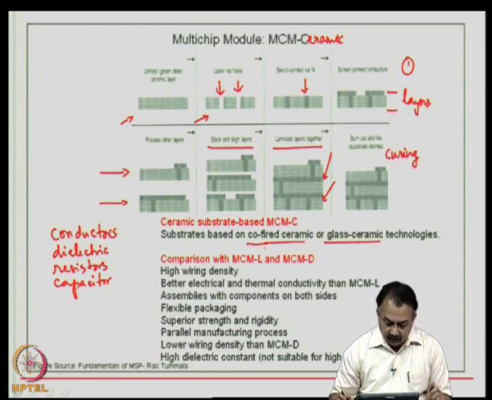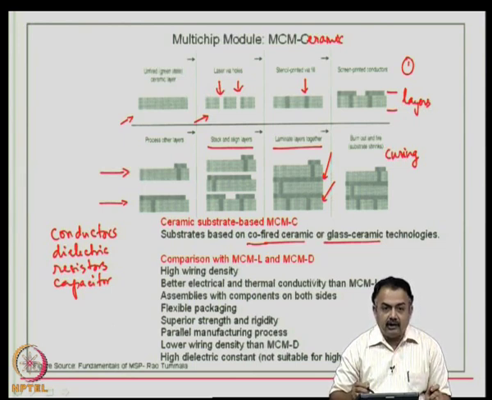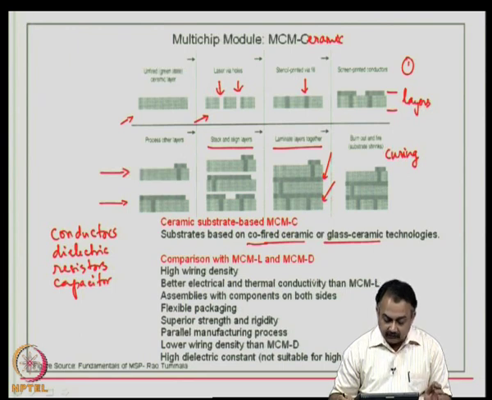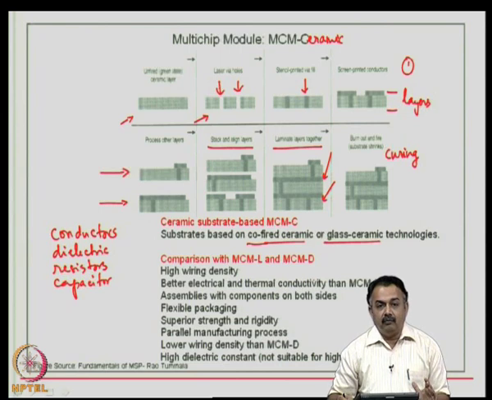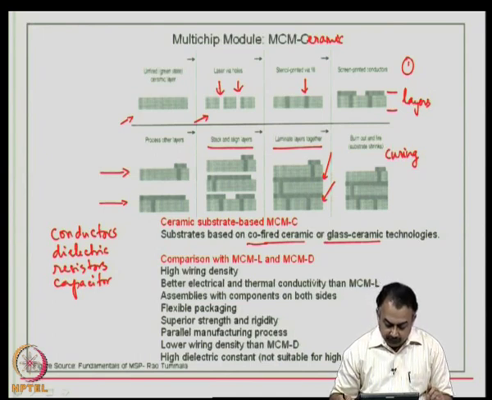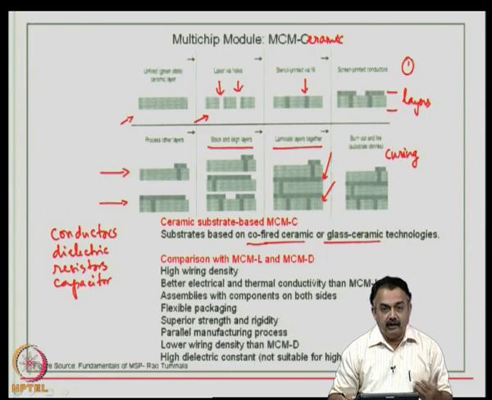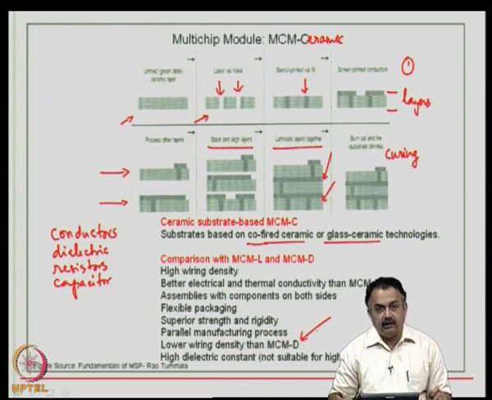So, compared with MCML and MCMD, you will get a high wiring density, better electrical and thermal conductivity because of the ceramic substrate compared to organic. Assembly with components on both sides is possible. Flexible packaging, because you can decide the lamination structure and the build up. Superior strength and rigidity because of the ceramic substrate. You can use different types of dielectric materials for different layers. It is a parallel manufacturing process, that means you get the throughput, for example, as in wafer fabrication, which can be very large. Low wiring density compared to MCMD, but a better wiring density compared to MCML. High dielectric constant, therefore, it is not suitable for high frequency applications.